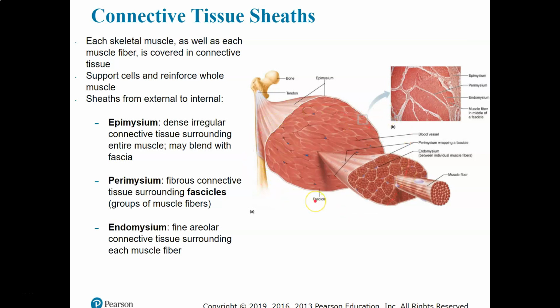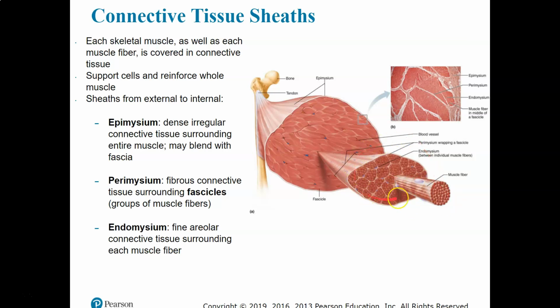And then peri means around. So around each fascicle, we are going to have the perimysium. Remember, this word part is going to mean muscle. And then we are going to have the endomysium, which is this areolar connective tissue that goes around each individual muscle fiber, aka each individual muscle cell. So, around each muscle cell, inside the fascicle, we have the endomysium.